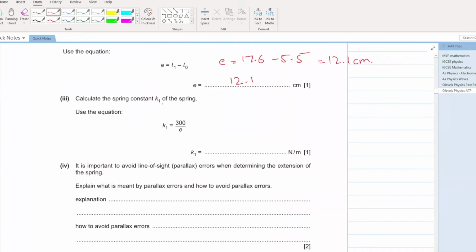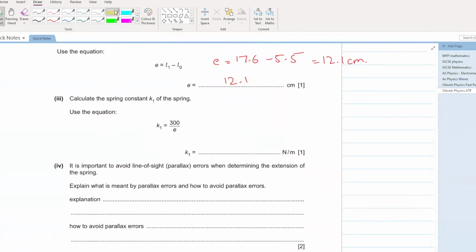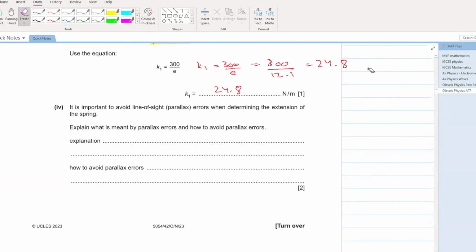Calculate the spring constant K1 of the spring using this expression. How are we going to do that? K1 is equal to 300 divided by the extension. Extension is 12.1. So 300 divided by 12.1 gives you an answer of 24.8. The answer for the spring constant comes out to be 24.8. Here I have written that. Okay, let's move on to the next one.